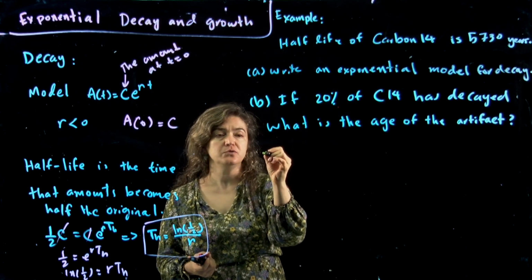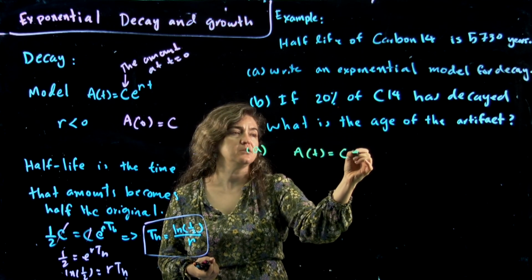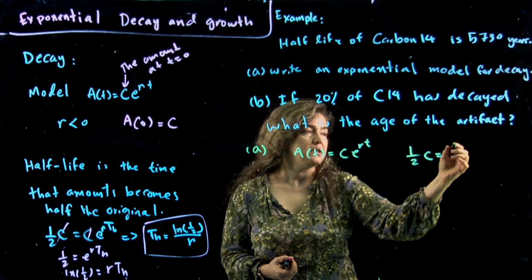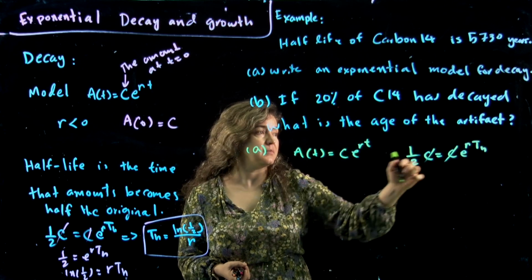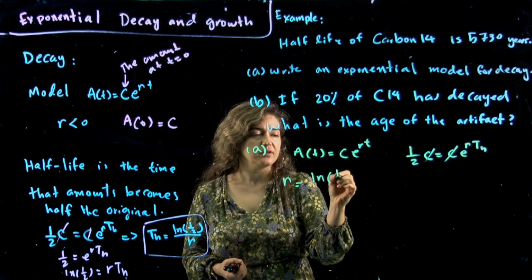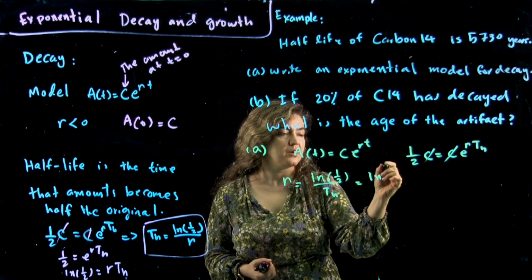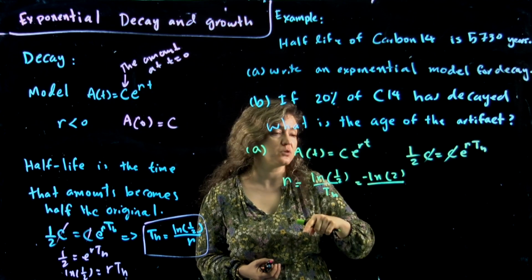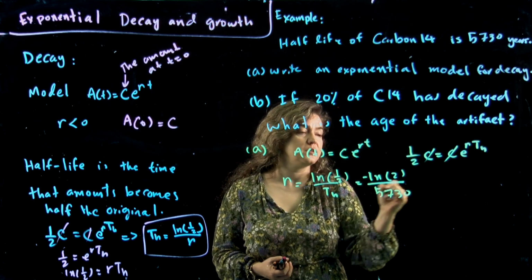When you're writing a model, you usually write A of t, amount at t, is equal to c e to the power rt. Now, half-life means if I plug it in, I get 1/2 of c equal to c e to the power r times t half. Now, if I simplify, do the same thing that I did over there, and this time solve for r, I'm going to get r is equal to natural log of 1/2 divided by half-life. That is negative natural log of 2, because natural log of 1/2 is natural log of 1 minus natural log of 2, according to the properties, divided by 5,730.